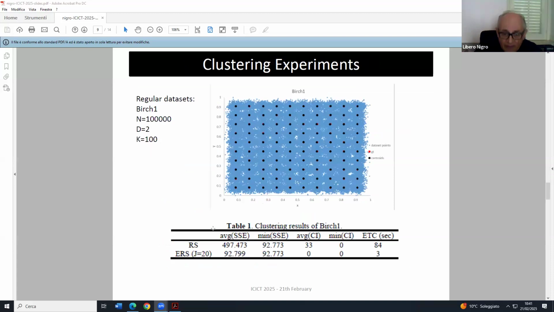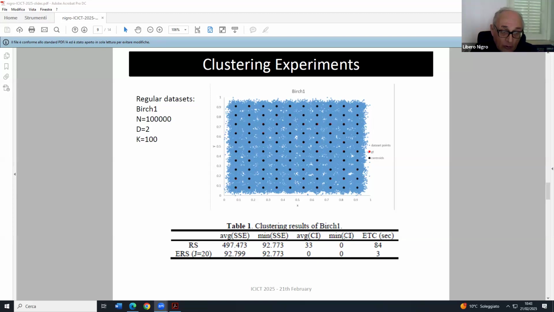Now, to show what we have done with our tool, these are some data sets we have chosen to check the features of the evolutionary random swap. This is a regular data set because it is composed of spherical clusters, but it is not trivial because it has 100,000 points in bidimensional space, and also it has 100 clusters. And what you can see from this table is that we achieve the minimal value of the centroid index, which is expected to be 0 for the solution to be correct, because a clustering solution with a 0 value of centroid index is structurally correct.